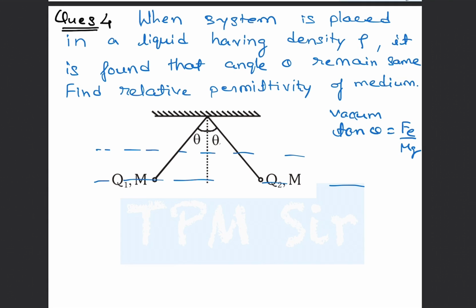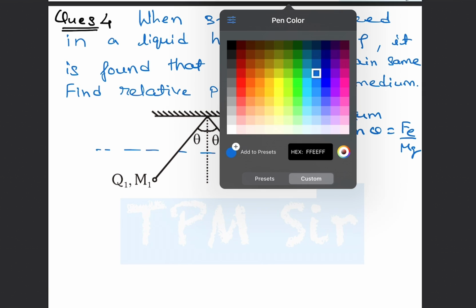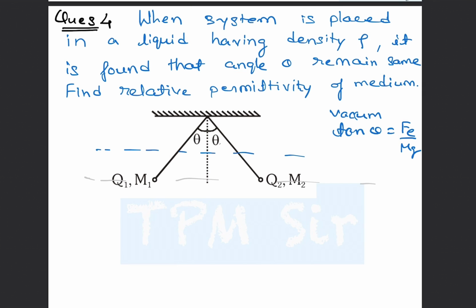if this whole situation is submerged in a liquid of density rho, and we don't know the permittivity which is being asked, so let's say permittivity is epsilon r. If it is found that the angle theta remains the same, then they are asking what is the relative permittivity. Here, just consider that this mass is the same in both. Because if theta is the same, then the mass must be the same, right?